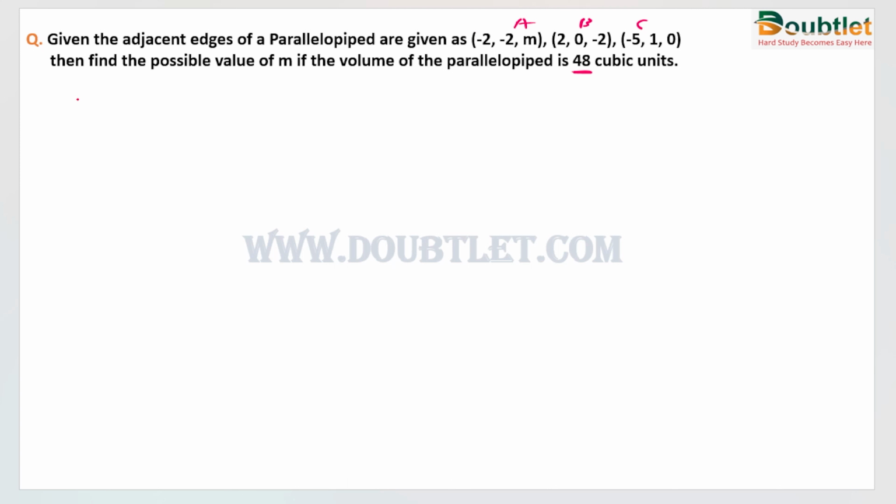So we will write the vectors here. So A is minus 2, m. If we write the B vector, this is 2 0 minus 2, and we write the C vector as minus 5 1 0. So this is given in the question. So to find the volume, we will use the box product technique.